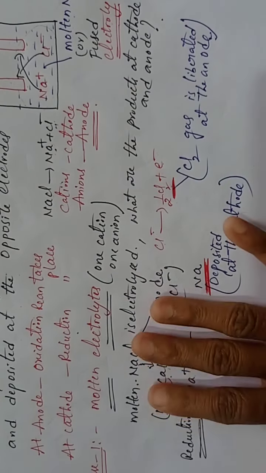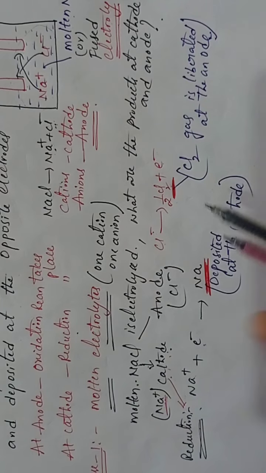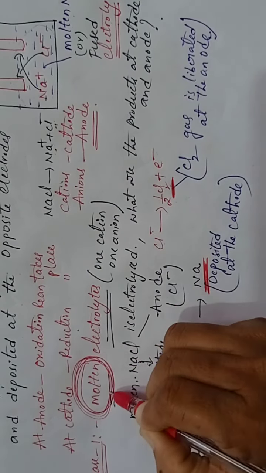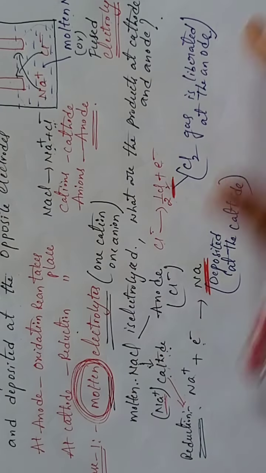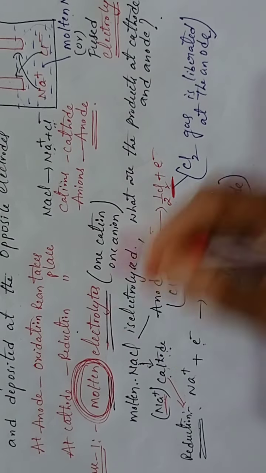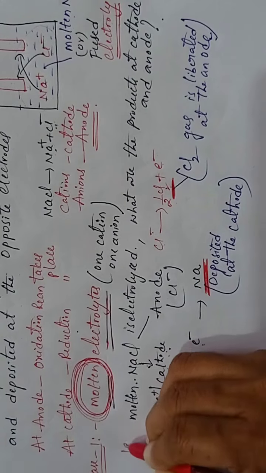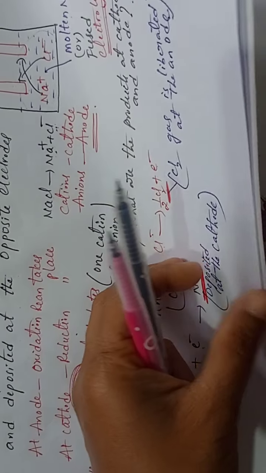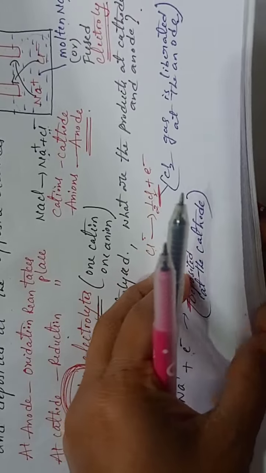It is case one, the molten state. I am discussing only the molten state here. Case one completely belongs to the molten state, molten electrolytes. This is the first example, students, molten NaCl.